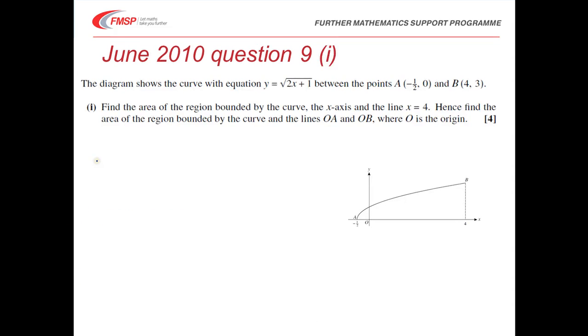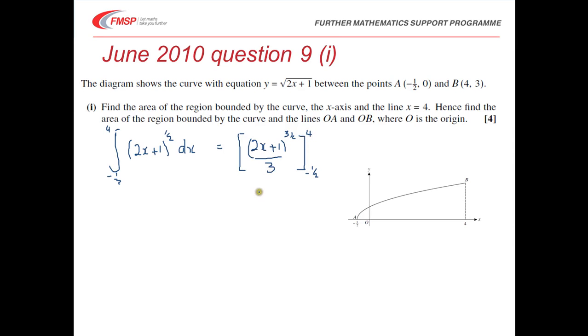So let's have a look first of all at part 1. In part 1 we have the curve y equals root 2x plus 1. We want to find the area. So we're going to integrate 2x plus 1 to the power of a half between negative a half and 4. And if we integrate that, what we will get is 2x plus 1 to the power of 3 over 2. So we add 1 onto the power, we divide by the power 3 over 2, we also divide by 2, so effectively it's going to be over 3.